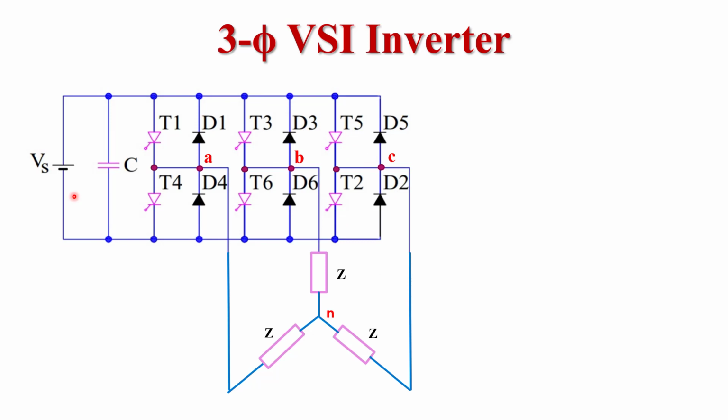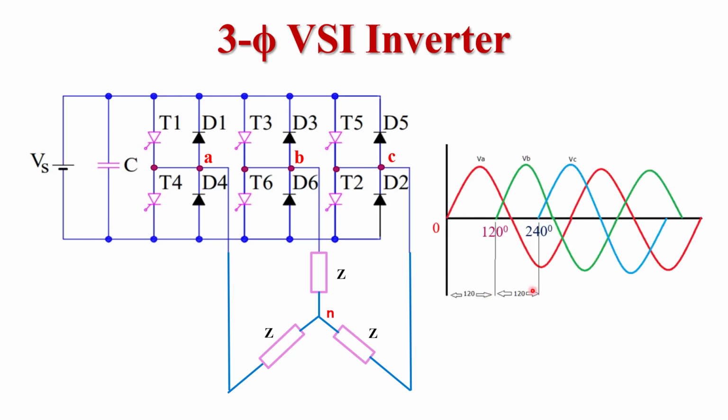Now come to the source side. We know that the source of the inverter is a DC power supply. So here we use a battery to provide DC voltage to the inverter circuit, and in parallel with this DC voltage we connect a capacitor. This capacitor has high capacitance. This capacitor provides a constant voltage source to the inverter circuit. The second function of the capacitor is that it reduces the harmonics fed back to the source. So these are the two functions of the capacitor. This is the whole description of the three-phase inverter circuit.